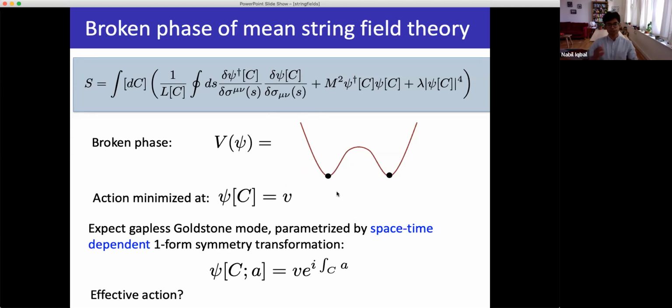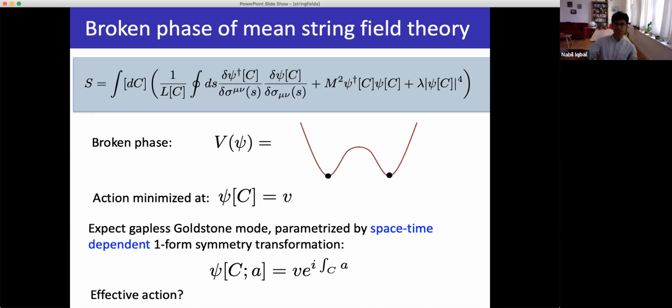So on general grounds, you now expect there to be a gapless Goldstone mode. As I mentioned, we've proven this. You can prove this on general grounds, but it'd be good to see this happen explicitly. So how do we see this? One way to understand the Goldstone mode is that you do a global symmetry transformation, but you do that symmetry transformation in a way which depends on space. In other words, you allow the coefficient of the symmetry to vary in space-time.